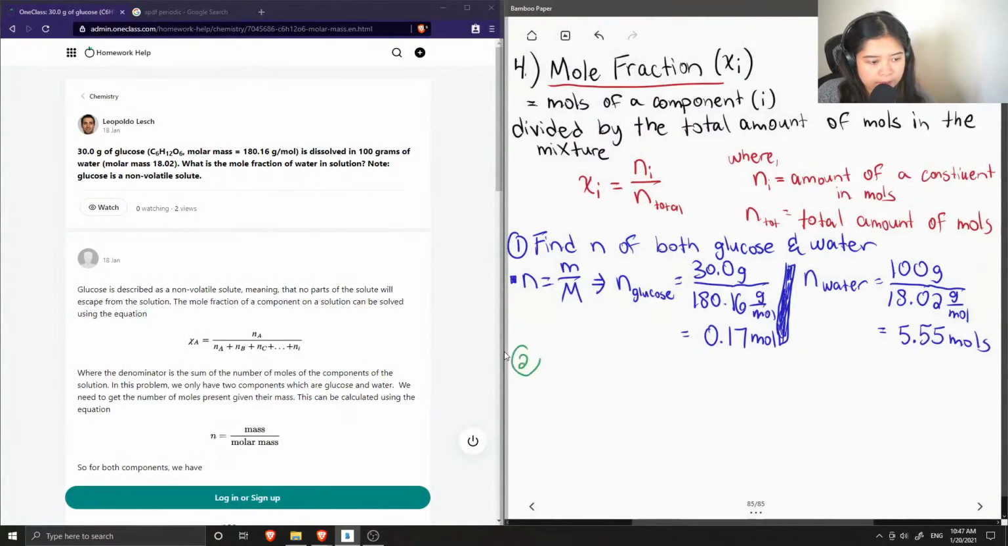Okay, so step 2 is to find n total. So n total is just equal to 0.17 moles, which is the number of moles of glucose, plus the number of moles of water, which is 5.55, and we get n total equal to 5.72.